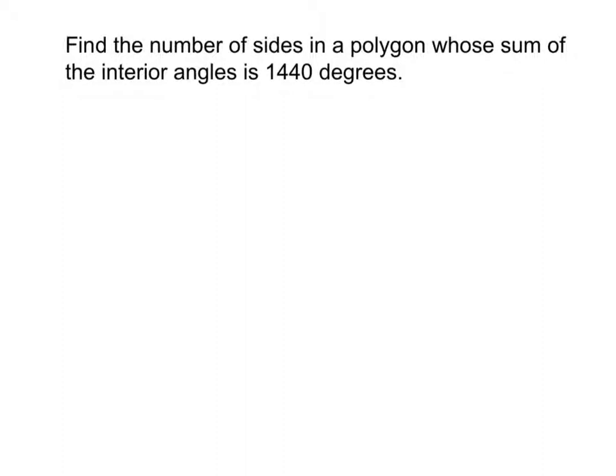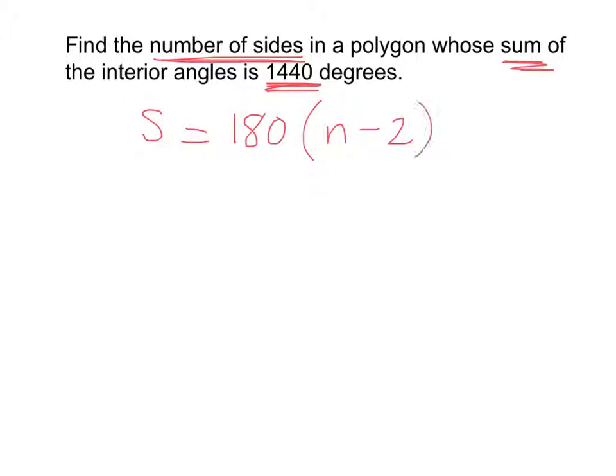So this question should have said, find the number of sides in a polygon whose sum of the interior angles is 1,440 degrees. Okay, so we're looking for the number of sides when we're given the sum. What is the formula for the sum of interior angles in a polygon? Yes, 180 times (n minus 2), where n is the number of sides, this is what we don't know, and s is the sum, and in this case we actually know the sum.